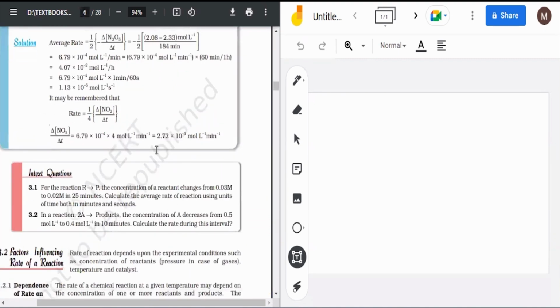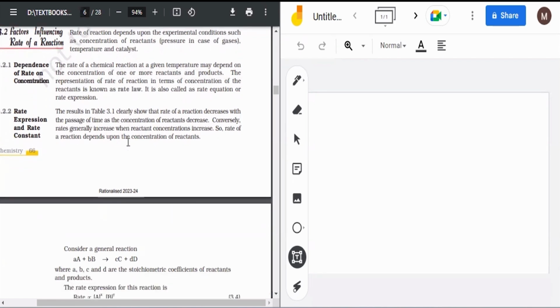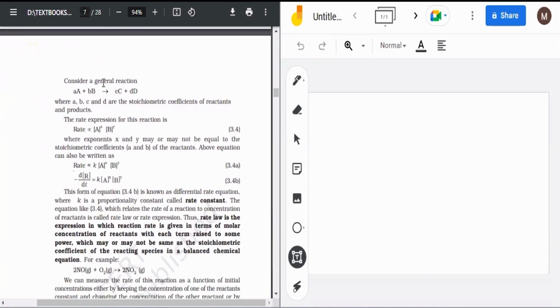Now, what are the factors that influence the rate of a reaction? There are many factors which influence the rate of reaction. We will study one by one. Firstly, how do we write the rate expression? To write the rate expression, we take the reactants and we apply in the superscript, or what we say power, their coefficients.